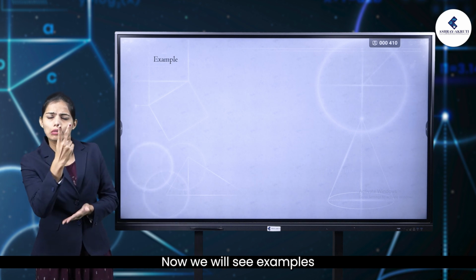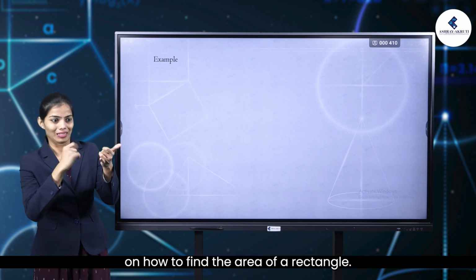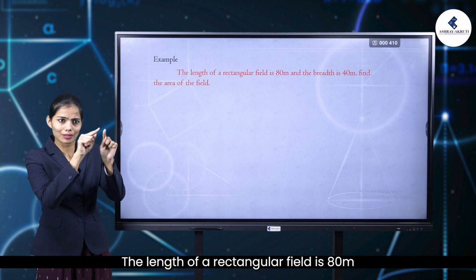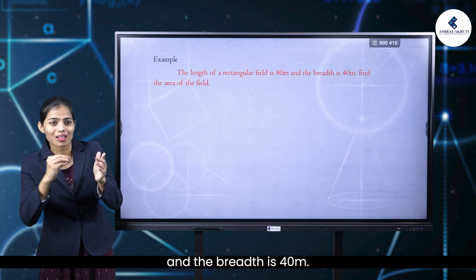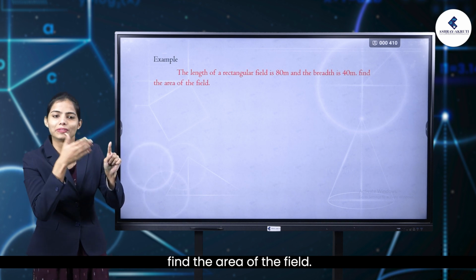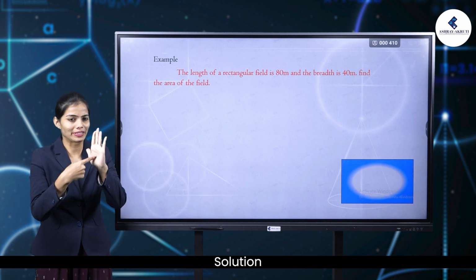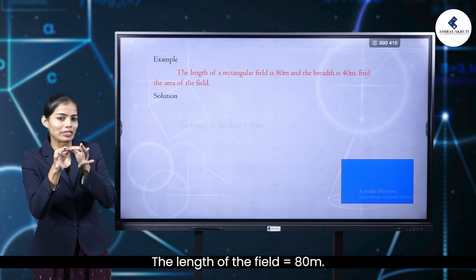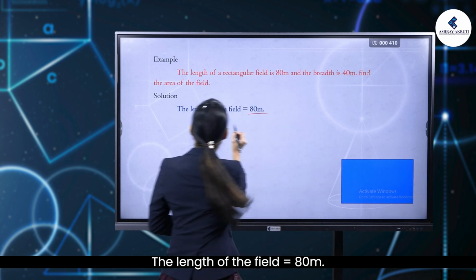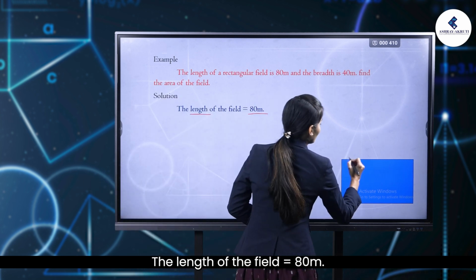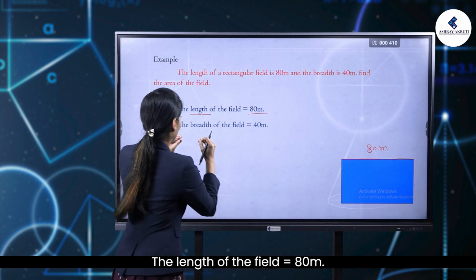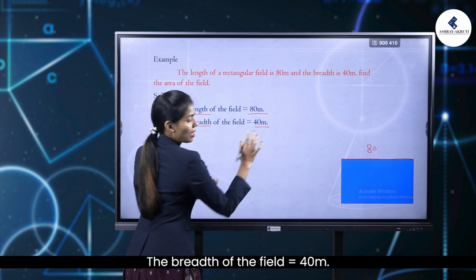Now, we will see examples on how to find the area of a rectangle. The length of a rectangular field is 80 meter and the breadth is 40 meter. Find the area of the field. Solution. The length of the field is equal to 80 meter. The breadth of the field is equal to 40 meter.